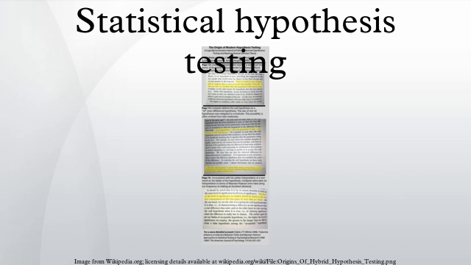Compute from the observations the observed value t_obs of the test statistic T. Decide to either reject the null hypothesis in favor of the alternative or not reject it. The decision rule is to reject the null hypothesis H0 if the observed value t_obs is in the critical region, and to accept or fail to reject the hypothesis otherwise.